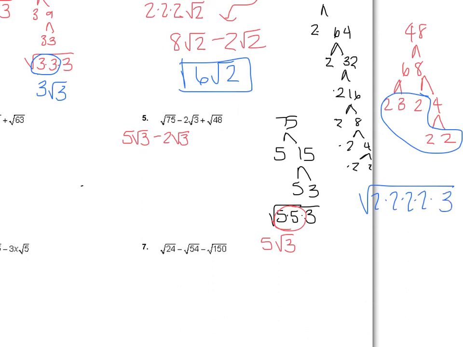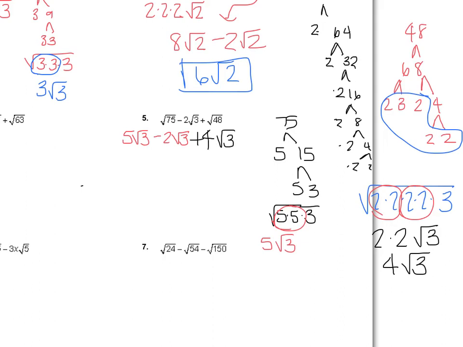And I'm looking for pairs. I have a pair of 2's and I have another pair of 2's. So that means on the outside I'm going to have 2 times 2, and on the inside just 3. 2 times 2 is 4, so I'm left with square root of 3. So plus 4 square root of 3.